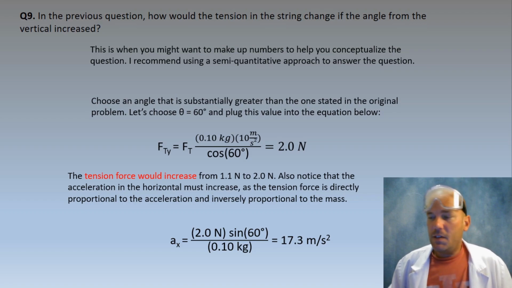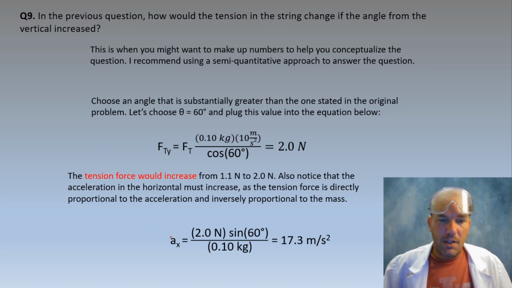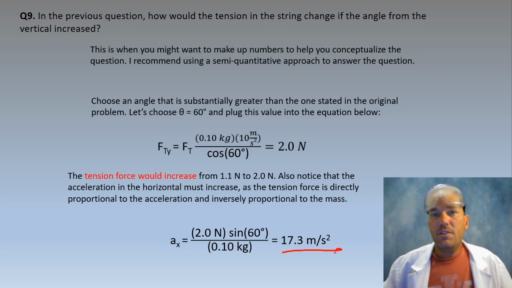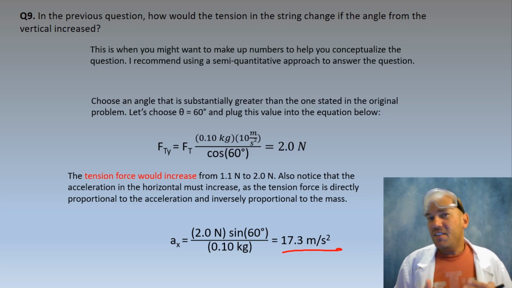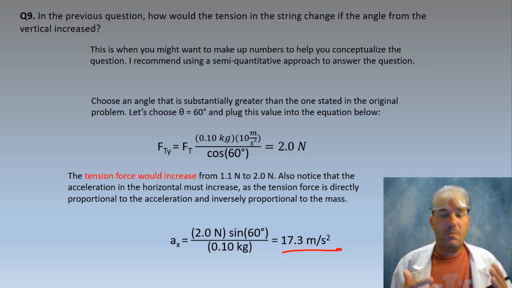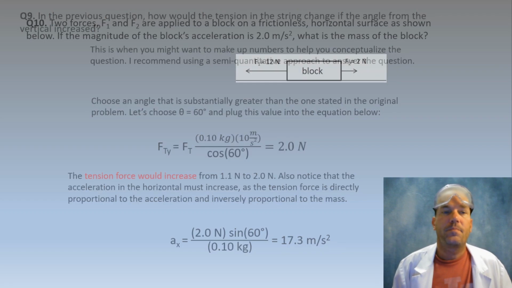And here you can see numbers just plugged in to show this relationship, that in this case here, the acceleration horizontally is 17.3 meters per second per second. Okay, so big difference here.